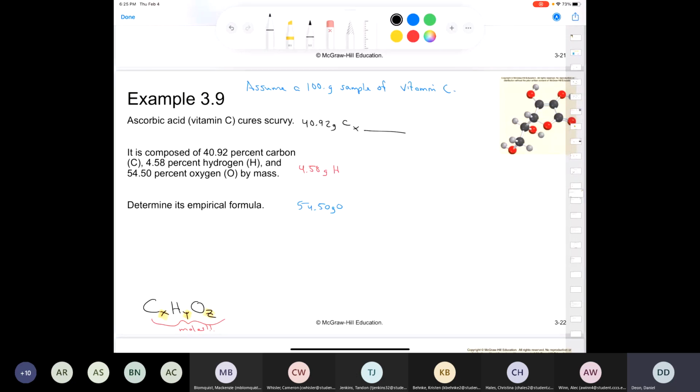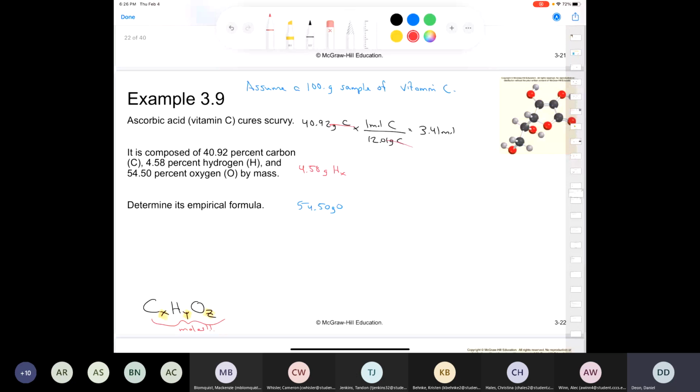First, let's do it for carbon. We'll use the molar mass from the periodic table, 12.01 grams per mole. Okay, and look, grams of carbon cancel, and I'm left over with the number of moles of carbon. I end up with 3.41 moles. Okay, great. But I'm not going to have 3.41 as a subscript, am I? I'm going to show you how to get rid of it, though.